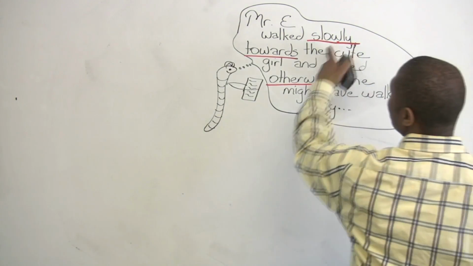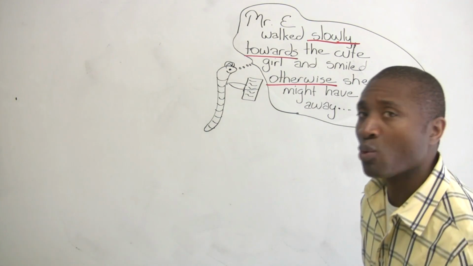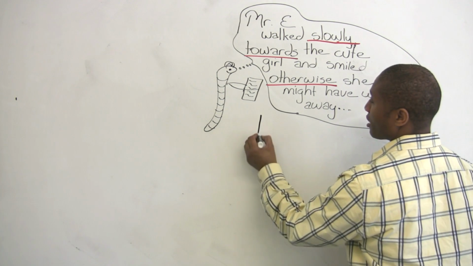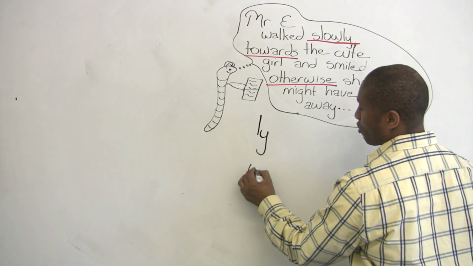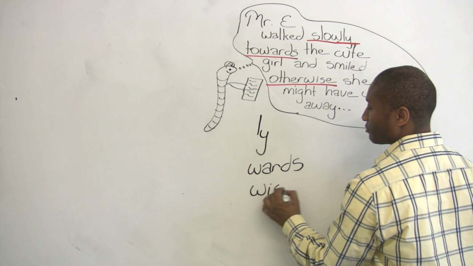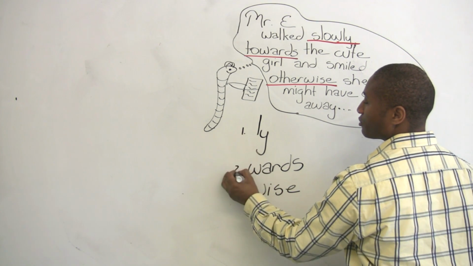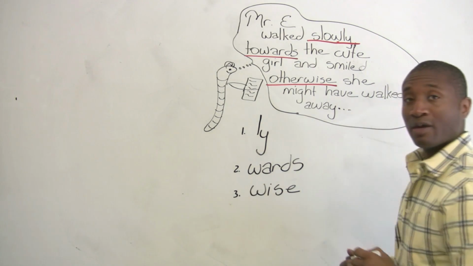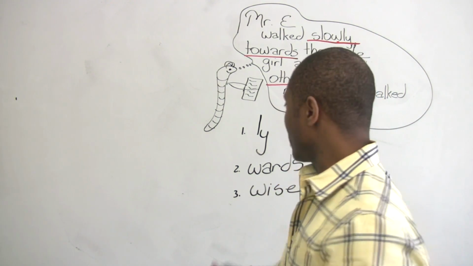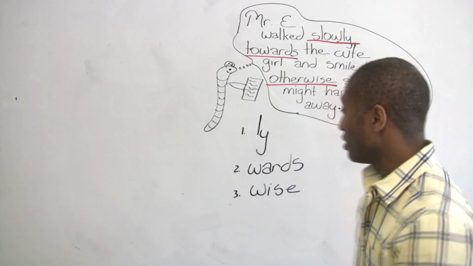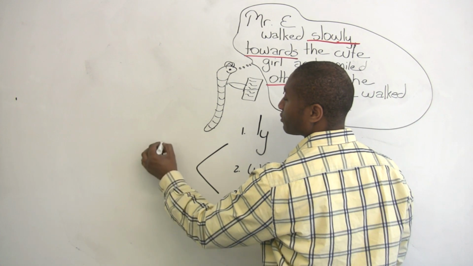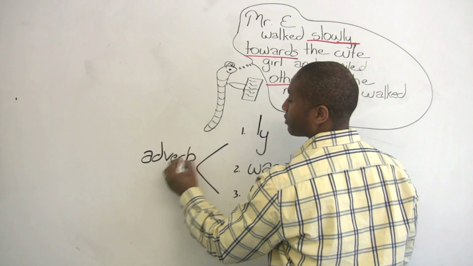So we've got slowly, towards, and otherwise. Okay? So what Mr. E pointed out to me is ly, wards, and wise. 1, 2, and 3. But before I can even talk about them, he wants to make sure you understand why these are important and why they are what are called adverb suffixes.